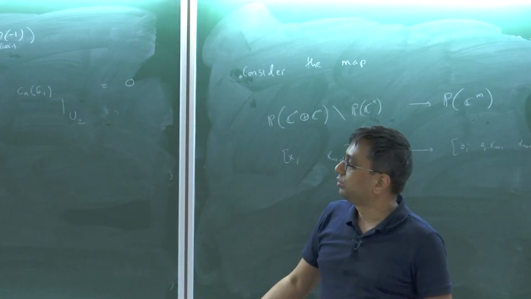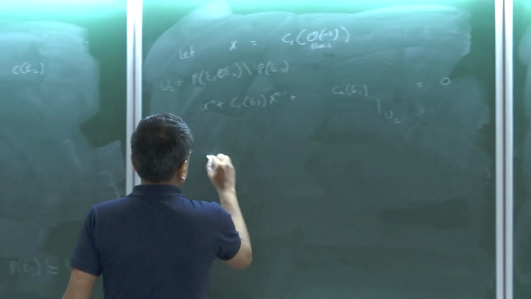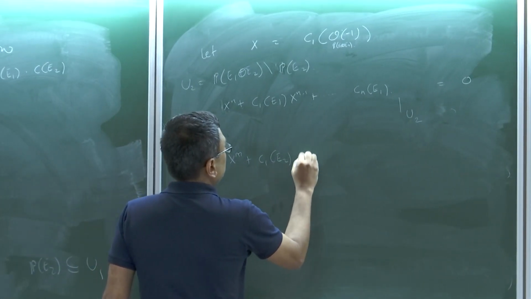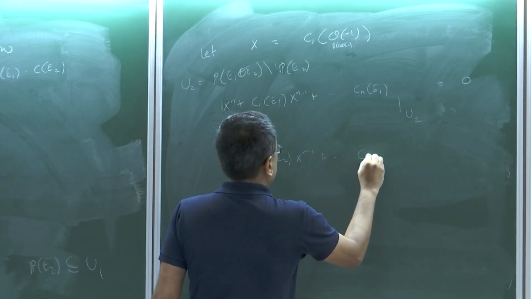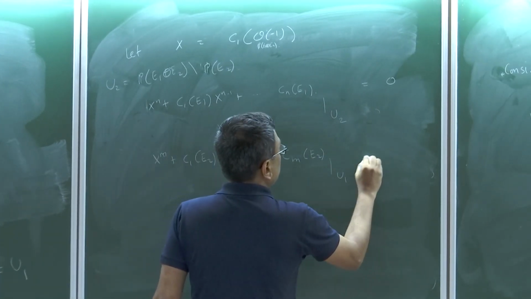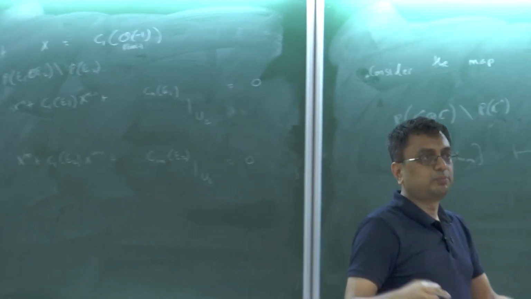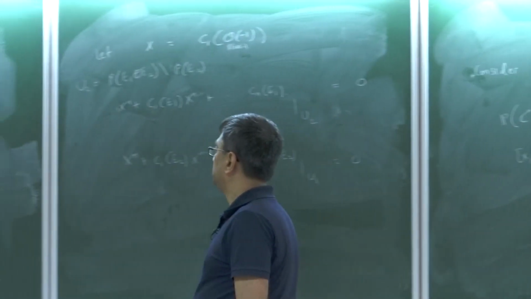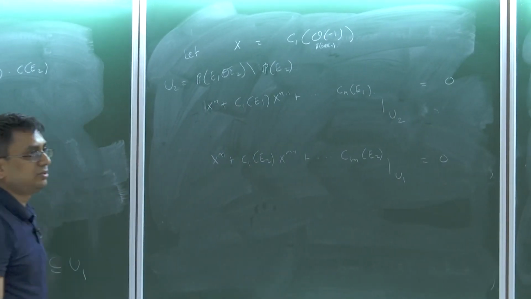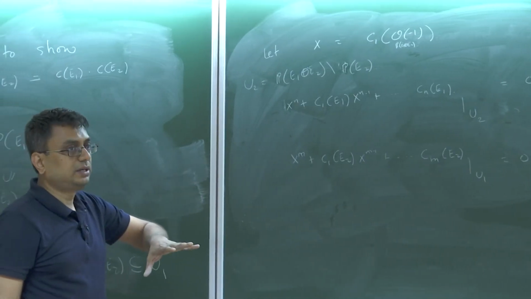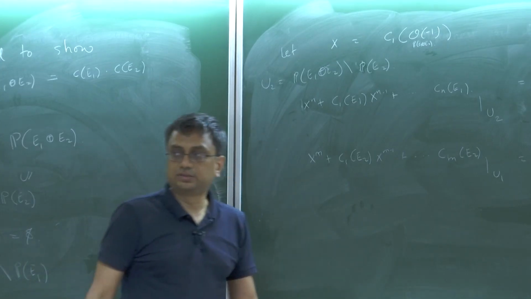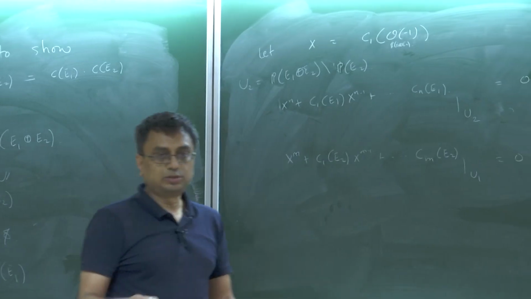That is clear. So similarly, if I look at x to the power m plus C1 of E2, x to the power m minus 1 plus dot dot dot Cm of E2, this restricted to U1 is 0. Now what happens to the product? So if I multiply these, these are cohomology classes in the ring, and they are 0 on U1 and U2 respectively. What happens to the product? The product I claim is 0 on U1 union U2, which is the whole space.